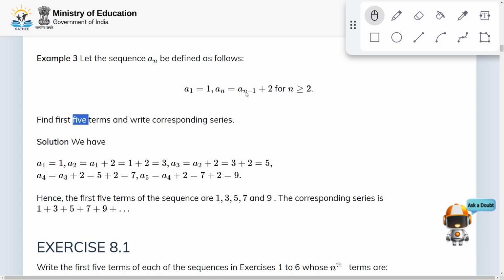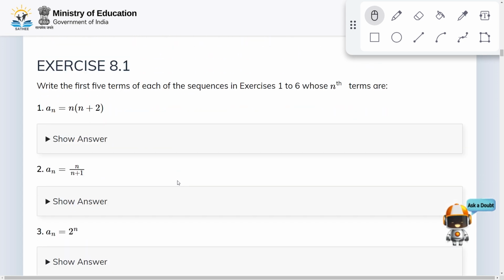For n equals 2, A2 means A1 plus 2, which is 1 plus 2, so 3. A3 will be, the 2 will be added to the previous term, A2 plus 2, which is 3 plus 2, 5. A4 will be 5 plus 2, 7. A5 will be 7 plus 2, 9. So the first 5 terms will be 1, 3, 5, 7 and 9. And the corresponding series will be 1 plus 3 plus 5 plus 7 plus 9. Okay, clear?